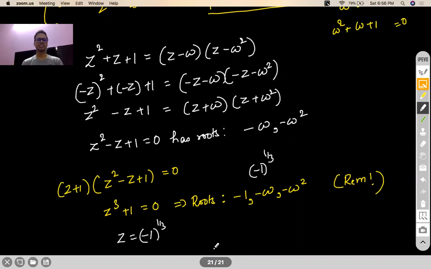Okay, so if somebody says what are the cube roots of 1, you will say 1, omega, omega square. Omega is minus half plus i root 3 by 2, and omega square is minus half minus i root 3 by 2. If somebody says what is the cube root of minus 1, you will say minus 1, minus omega, minus omega square. Is this fine?